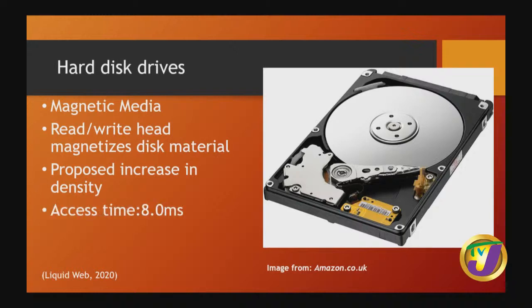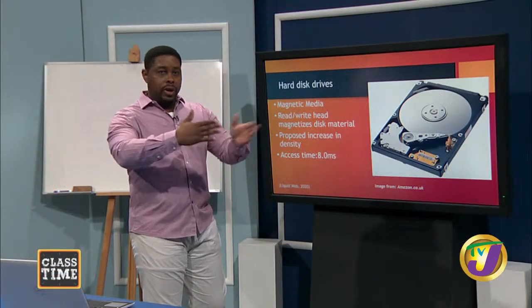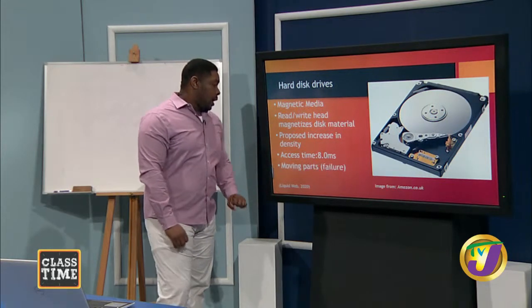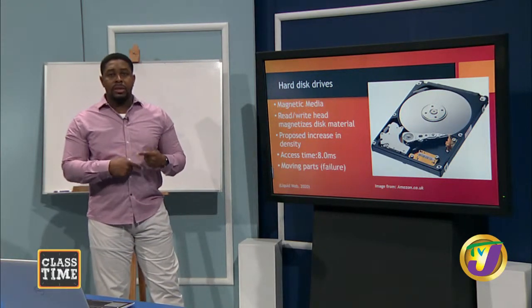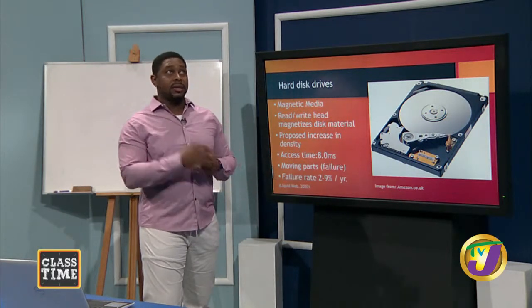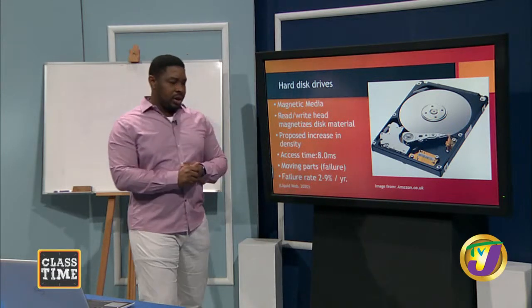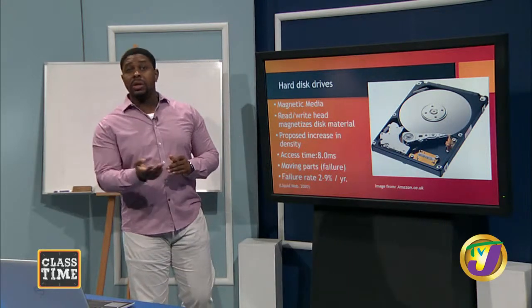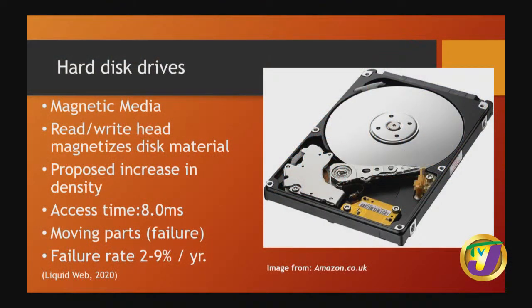The access time for your hard disk tends to range from about 5 to 8 milliseconds, and that access time is measured by the time it takes for you to move the arm of the read-write head. And of course, because they have moving parts, they may fail. Well, thank God though, for the past couple of years, IBM has only reported 2 to 9% failure per year, which is pretty good considering the fact that there are so many hard drives all over the world.